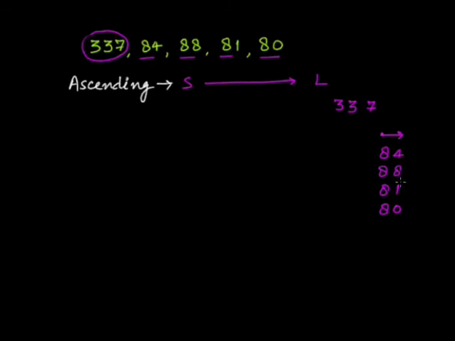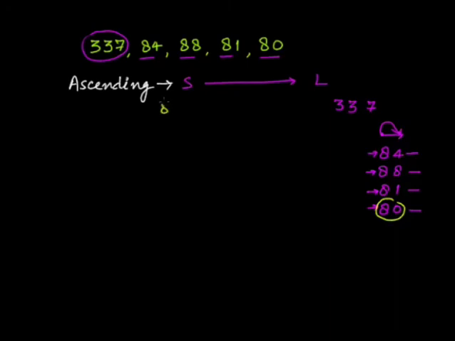And to find out the smallest number, compare the digits present at the tens place. Here it is 8, here it is 8, again 8 and 8. Of no use. Then we'll move towards the right and compare the digits. This is 4, this is 8, this is 1, this is 0. Obviously 0 is the smallest digit among 1, 8 and 4. Therefore 80 is the smallest number.